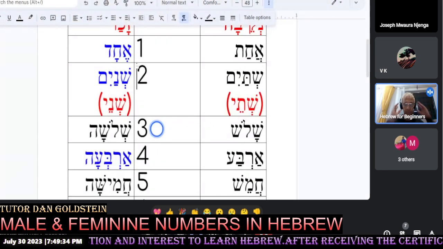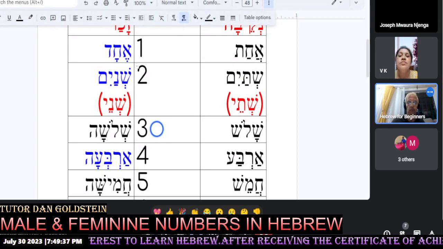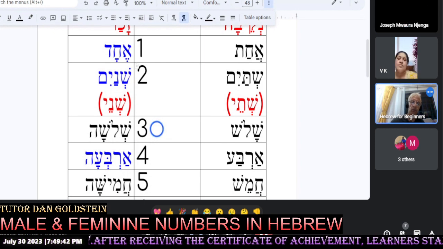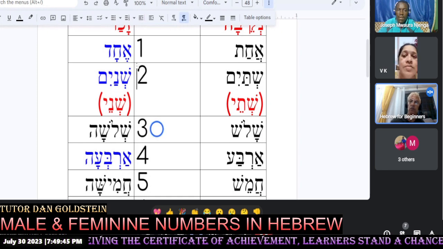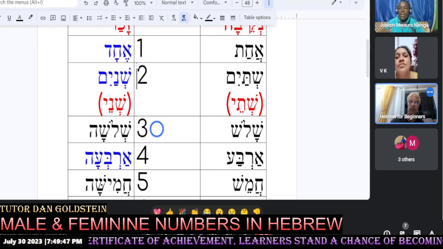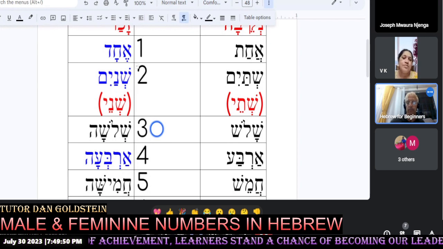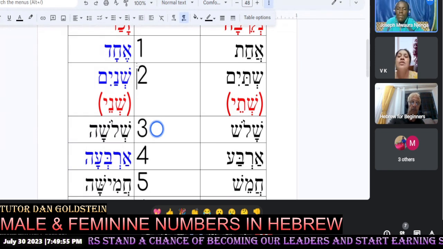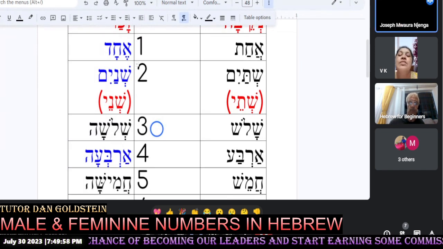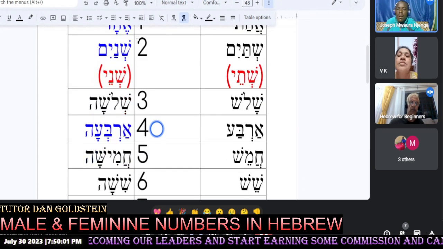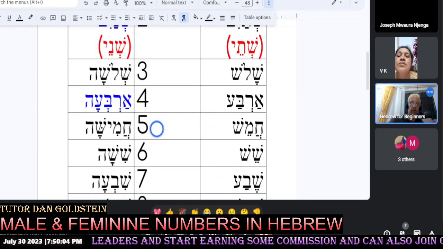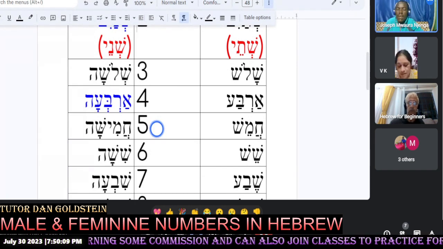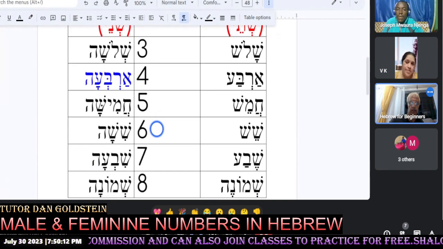Anyway, good. Okay, kelev is a dog, so the plural of kelev is klavim. Oh, I see. Right. For three, we have shlosha. Good. For four, we have arba'a. Very nice. For five, we have chamisha. Nice.